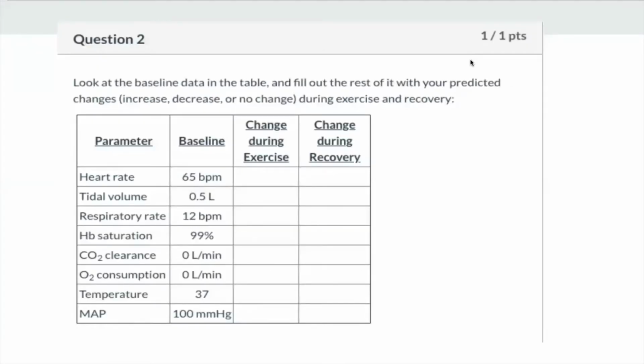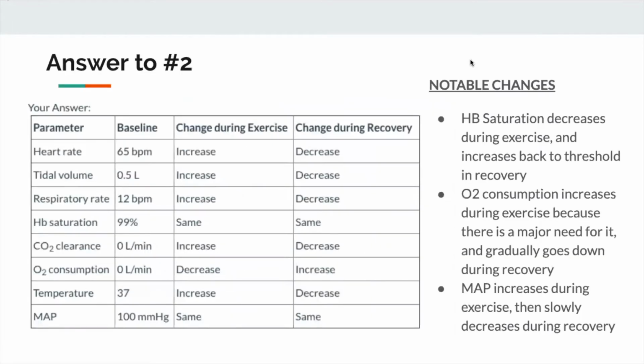Question 2, look at the baseline in the table and fill out the rest of it with your predicted changes during exercise or recovery. So to compare, keep in mind, I recorded these back in lab, so I did make some notable changes because I realized some of them were incorrect. So heart rate, the baseline is 65 beats per minute, and the change during exercise is that you should expect it to increase, and during recovery, you should expect it to decrease.